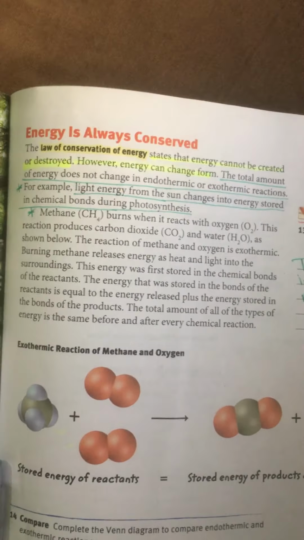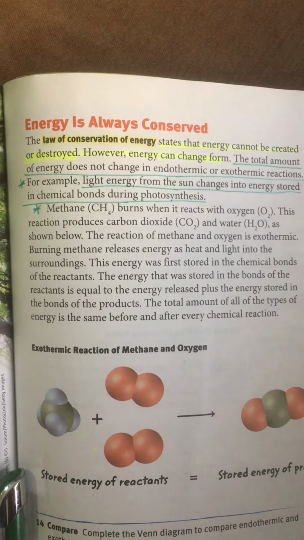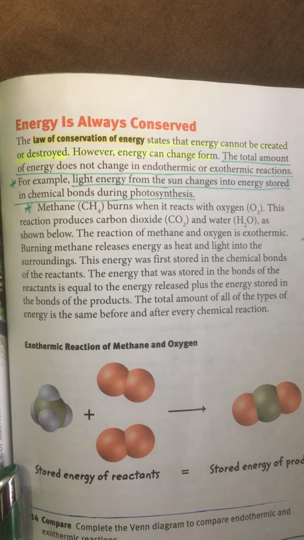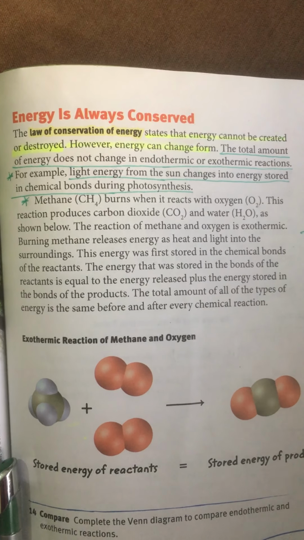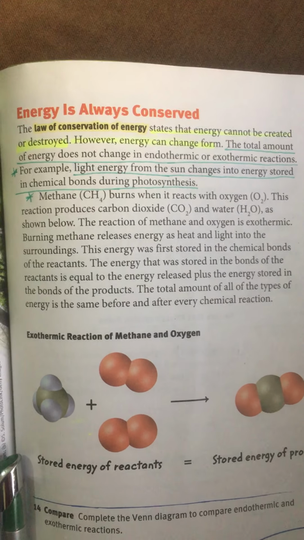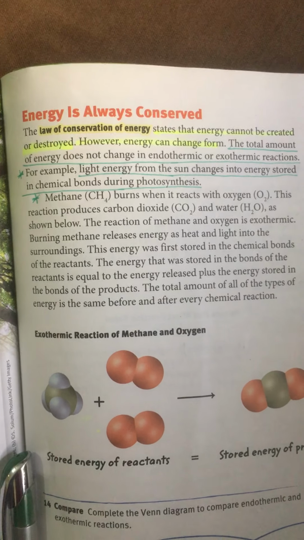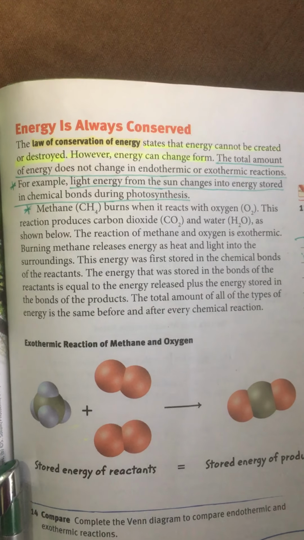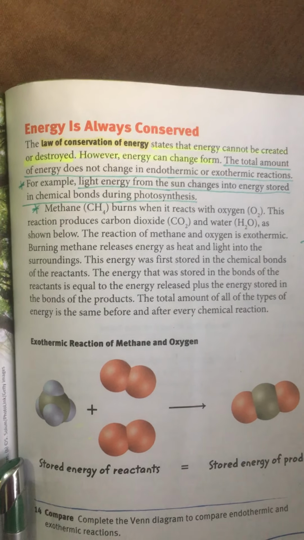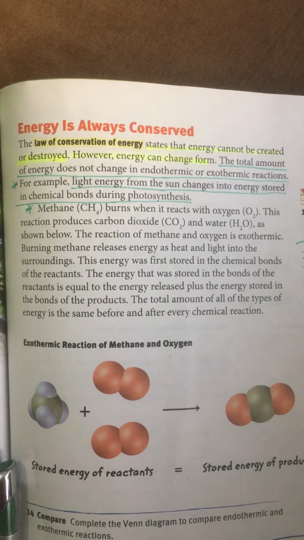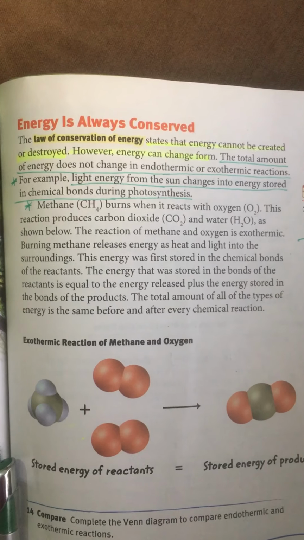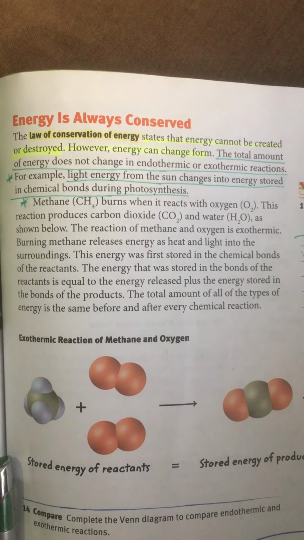Now, energy is always conserved. The law of conservation of energy states that energy cannot be created or destroyed. However, energy can change from one form to another form. So the total amount of energy doesn't change in endothermic or exothermic reactions. For example, the light energy from the sun changes into energy stored in chemical bonds during photosynthesis.